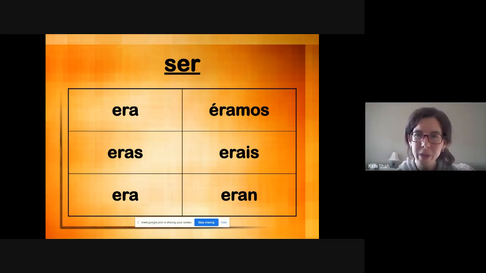Ser, you remember from last year, cuando era niño, goes to era, eras, era, éramos, erais, eran.